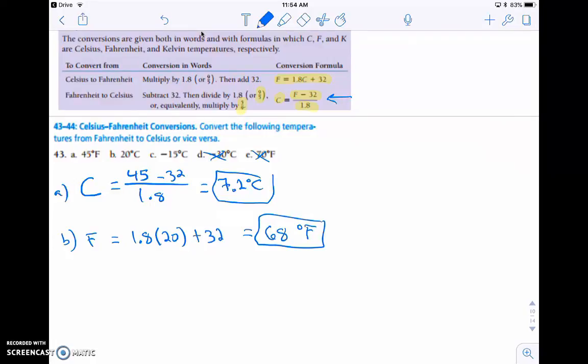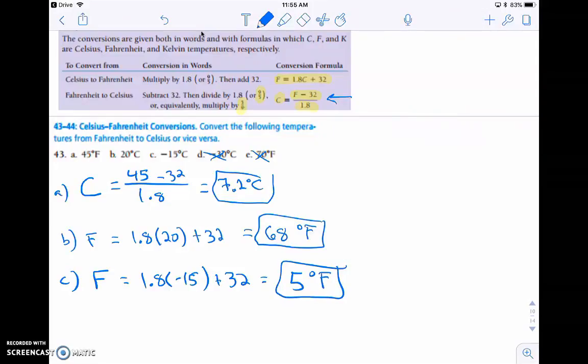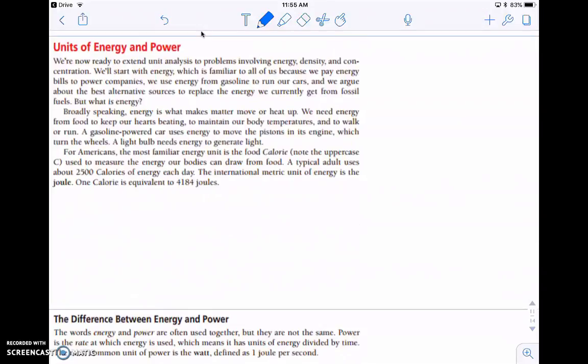Okay. Now sometimes people worry about what happens when I have a negative, and you just keep doing everything the same when you have a negative. So if I have negative 15 degrees Celsius and I want to go to Fahrenheit, I'll say Fahrenheit is 1.8 times negative 15, plus 32. And that will give you 5 degrees Fahrenheit. So just trust the calculations there. Don't worry about the derivation or where they come from. Just trust them and make sure you do your order of operations correctly. So that'll end part 2. The last part we'll be talking about is energy and power and those units.